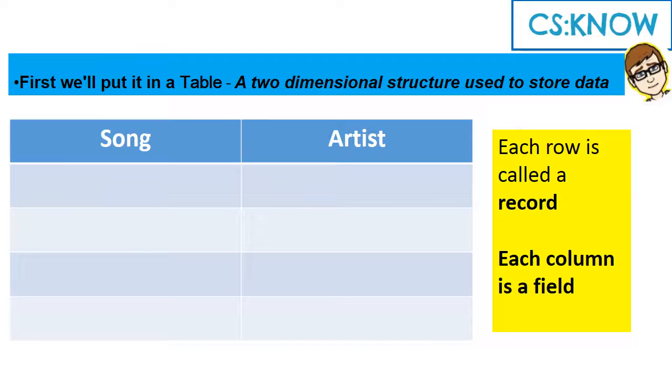So let's take some data. First of all, we need to put it in a table. A two-dimensional structure is used to store data. That's what a table is. So these columns, song and artist, are our two-dimensional structure. Each row is called a record, and each column is called a field. So in this example, song is a field, artist is a field, and each row is a record.